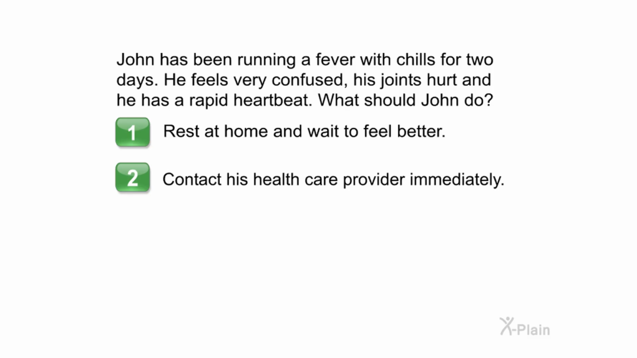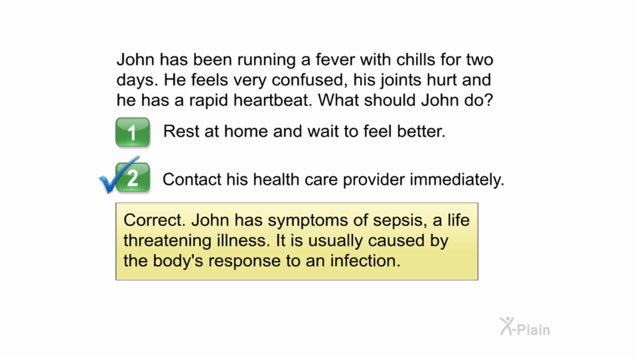John has been running a fever with chills for 2 days. He feels very confused, his joints hurt, and he has a rapid heartbeat. What should John do? Choose one of the following options. 1. Rest at home and wait to feel better. 2. Contact his healthcare provider immediately. Correct. John has symptoms of sepsis, a life-threatening illness. It is usually caused by the body's response to an infection.